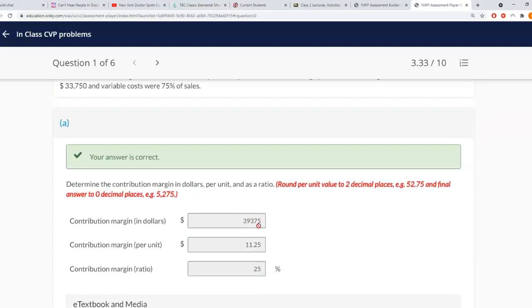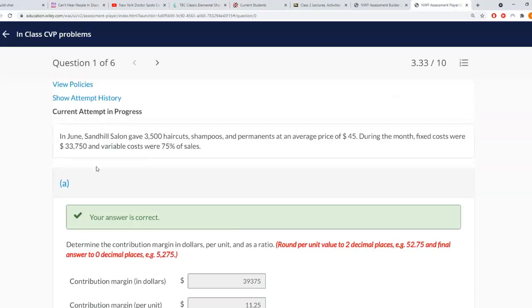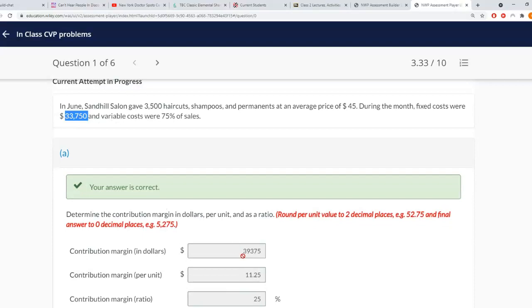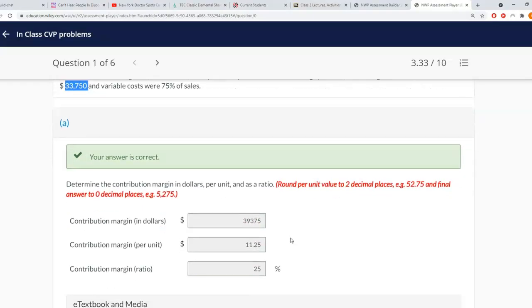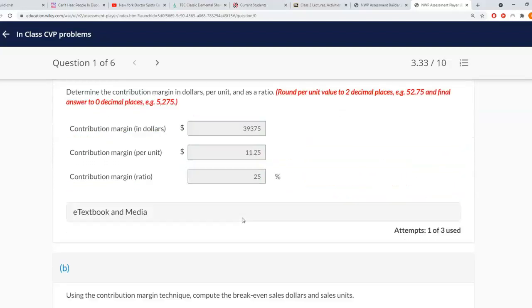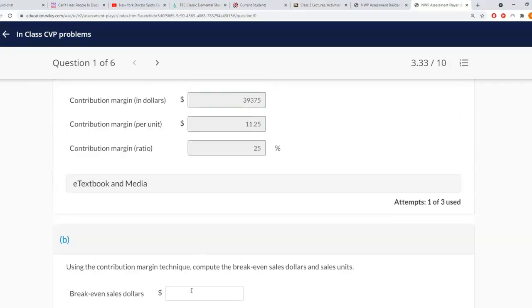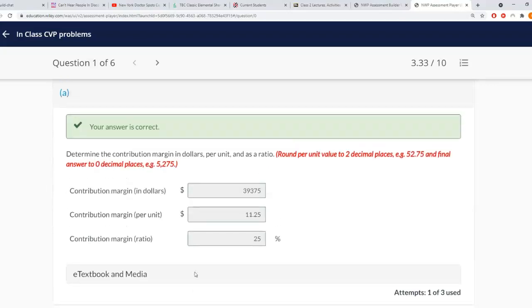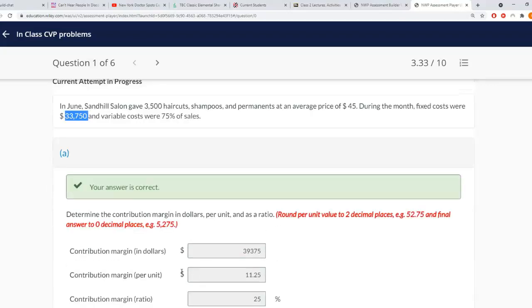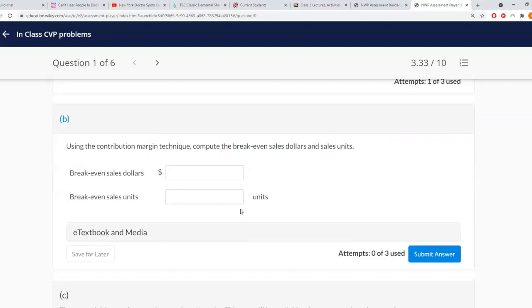Okay, with the ratio. So it will be the fixed costs. Yeah, get the fixed cost. It will be the fixed cost divided by 0.25. That's all, the contribution margin ratio. 0.25, right. Okay, that gives you the break-even in dollars. 33,750 divided by 0.25 gives you 135,000.